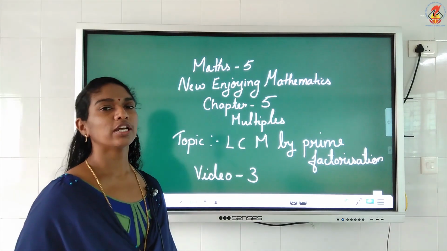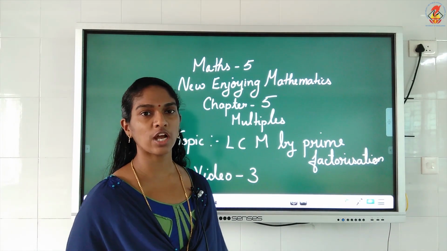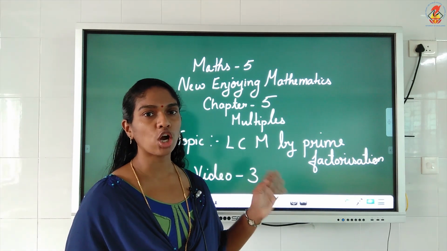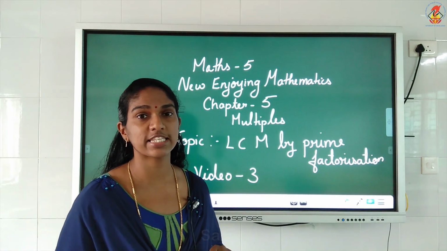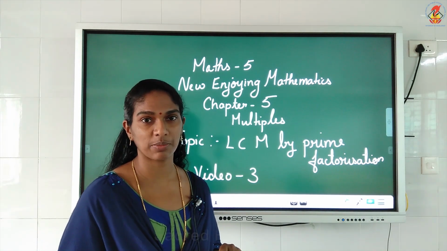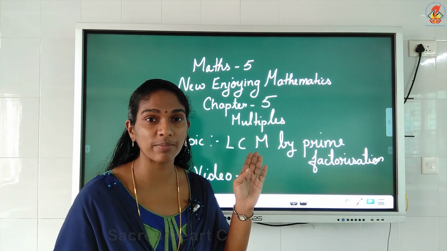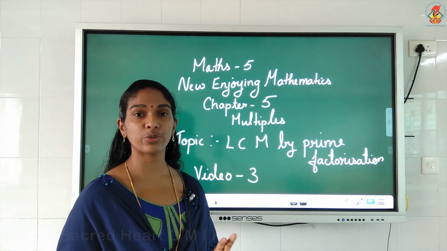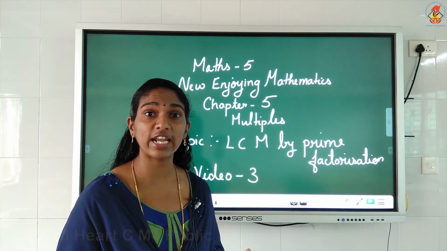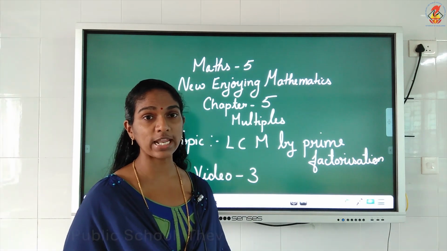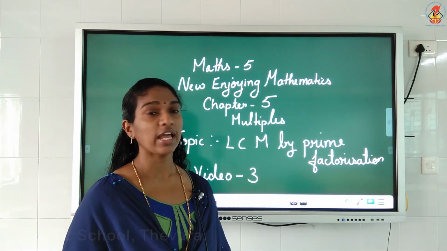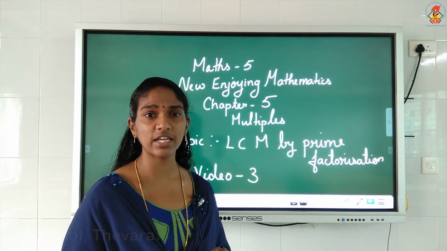Welcome back, children. In the previous video we have seen how to find the LCM by the common multiple method. Now we are moving to the second method, that is LCM by prime factorization method. We have done this in HCF. Remember, the same thing we are going to do here. Here also you should have only prime numbers as factors, nothing else. There is a small difference in finding the LCM.